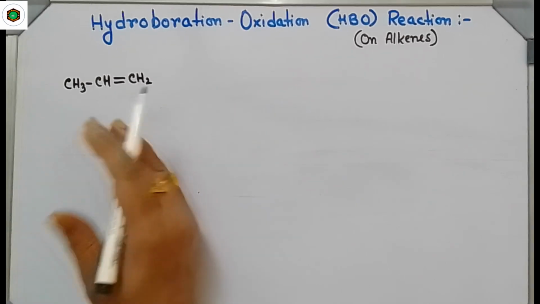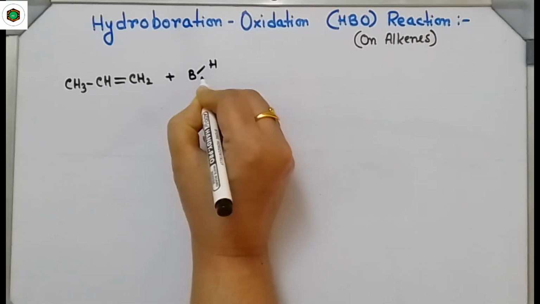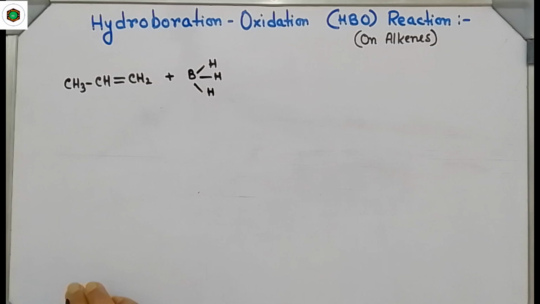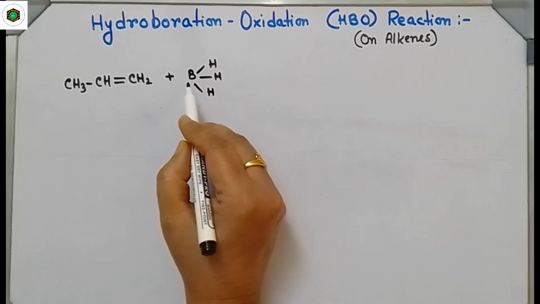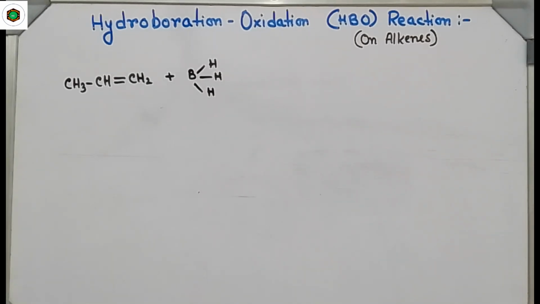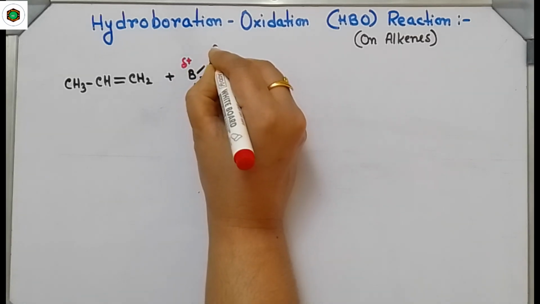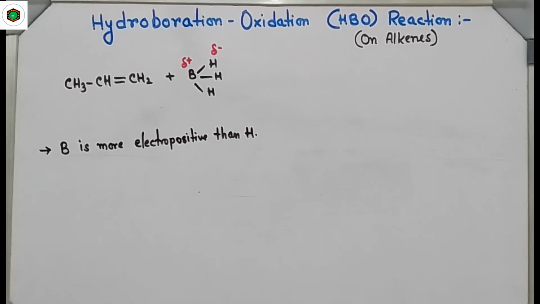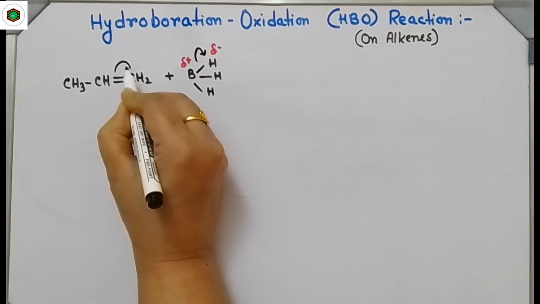An alkene has a double bond, so it has pi electron density, and borane is this one. Here boron is electron deficient, so what will happen? Reaction takes place between these two. Since boron is electron deficient, it is an electrophile. Now what about the polarity of this bond? Since boron is electron deficient, it has delta plus charge. It is more electropositive than hydrogen. So note down this line: boron is more electropositive than hydrogen. So this bond breaks. This bond will also break.